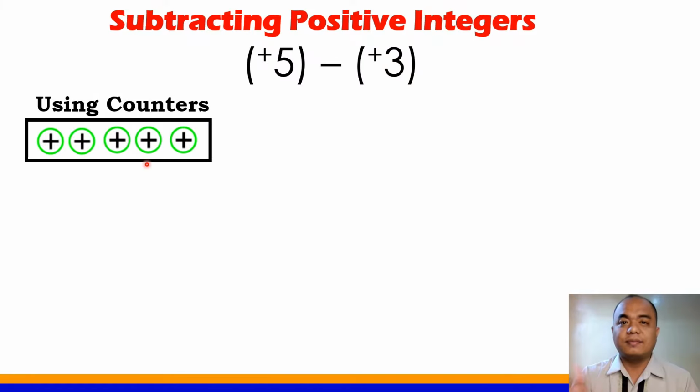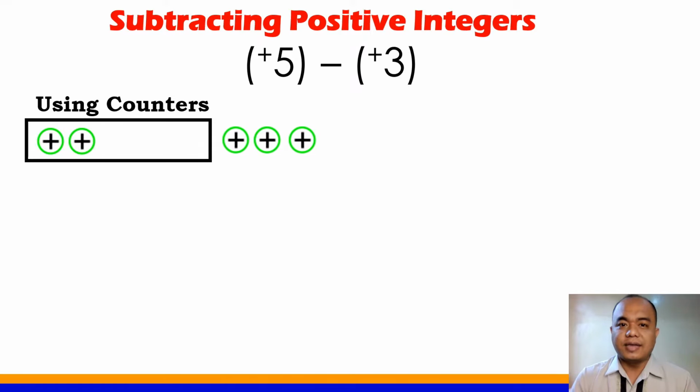So, to do that, let me show this to you. Yan. Nahiwalay na natin ang positive 3. Since nahiwalay na natin yung positive 3 class, ilan na lang yung counters na natira inside the box? Yes, ang natira na lang ay dalawang counters. So meaning, the answer here is positive 2. Positive 5 minus positive 3 is equal to positive 2.